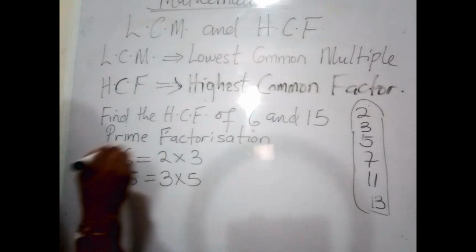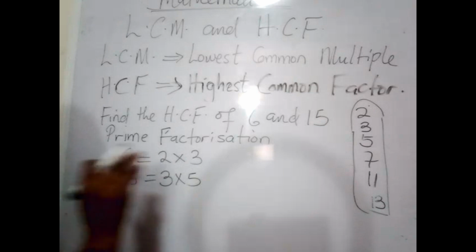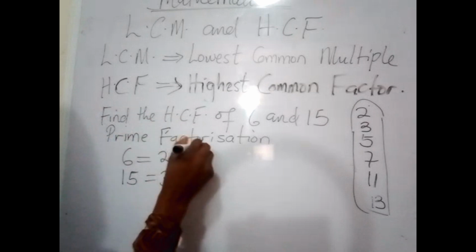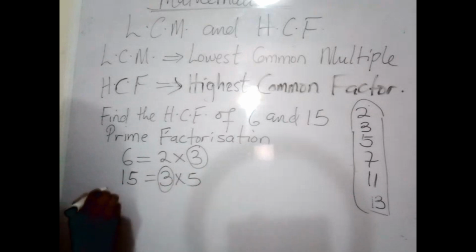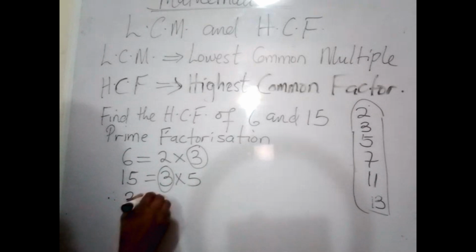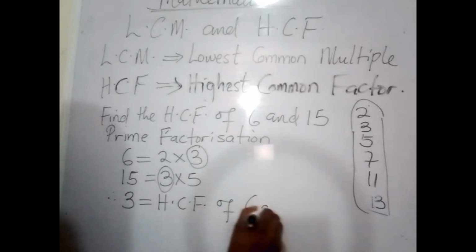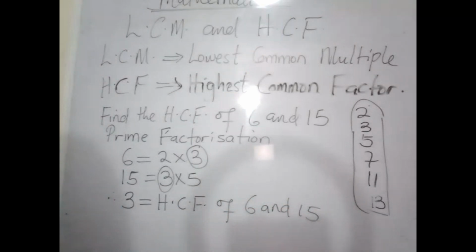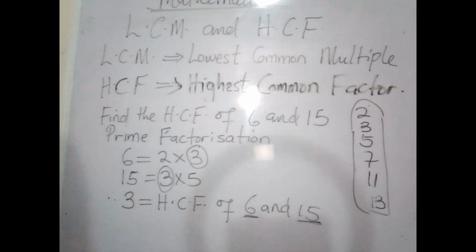So we look at the prime factors of 6, we have 2 and 3. Look at the prime factors of 15, we have 3 and 5. So which prime factor is common to the two of them? It is 3. You have 3 in 6, you have 3 in 15. So that means 3 is the highest common factor of 6 and 15. That means 3 is the biggest number, the largest number, the highest factor that can divide 6 and 15 without a remainder.